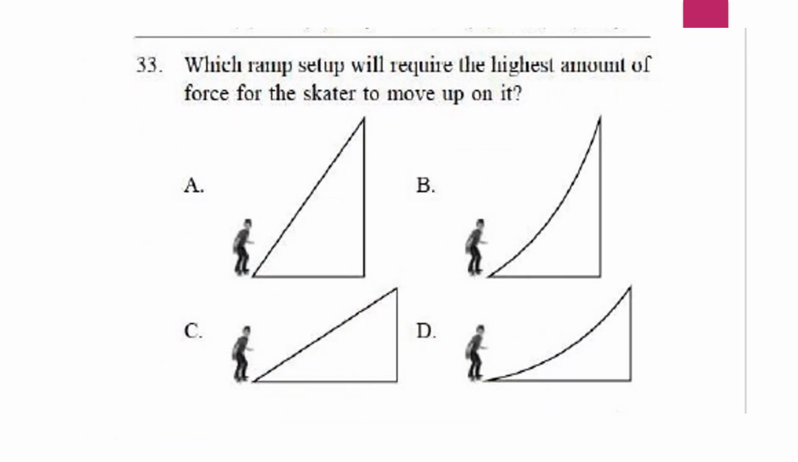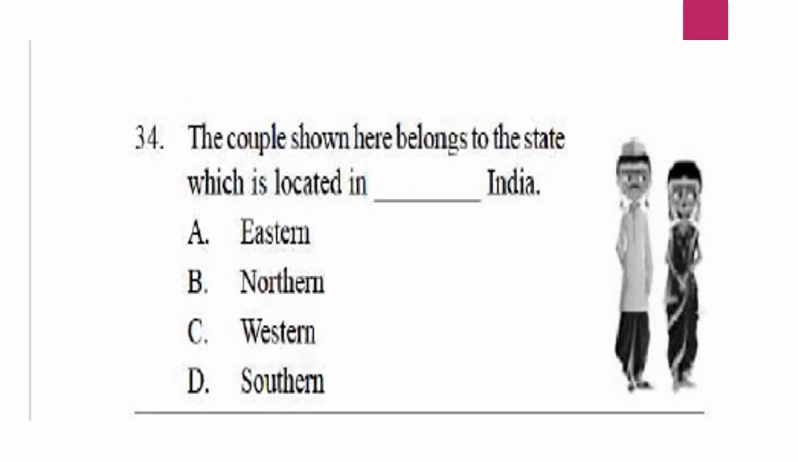Question number 33. Which ramp setup will require the highest amount of force for the skater to move up on it? And the right answer is option A. Question number 34. The couple shown here belongs to the state which is located in dash India. A, Eastern. B, Northern. C, Western. D, Southern. And the right answer is option C, Western.